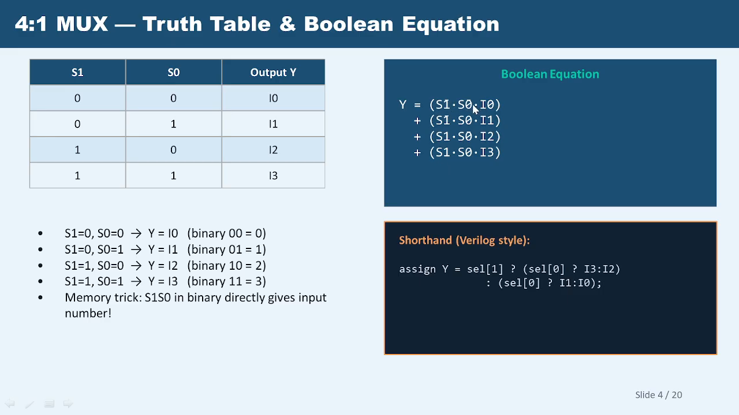AND operation of 1 and 1 is 1, right? So 1 with any input value, I0, means it will be true. Input I0 is passing, so it will become true. When this condition becomes true, input I0 also becomes true, right? So AND operation of 1 with any input becomes that input, so then Y will become I0.